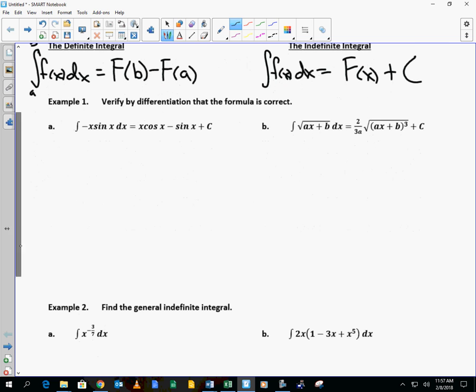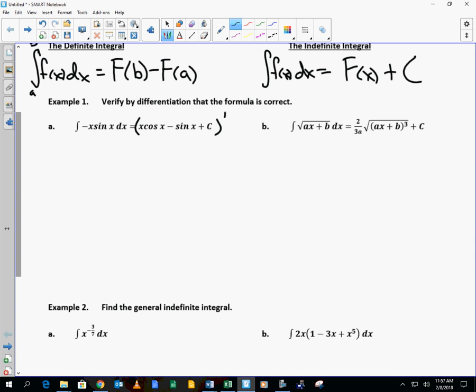This is the claim that the antiderivative of negative x sine of x dx is equal to x cosine of x minus sine of x plus c. I want to verify that's true, and I'm going to do it by differentiation. I'm going to take the derivative of this, and I should come up with that. How do I take the derivative of this? x cosine of x.